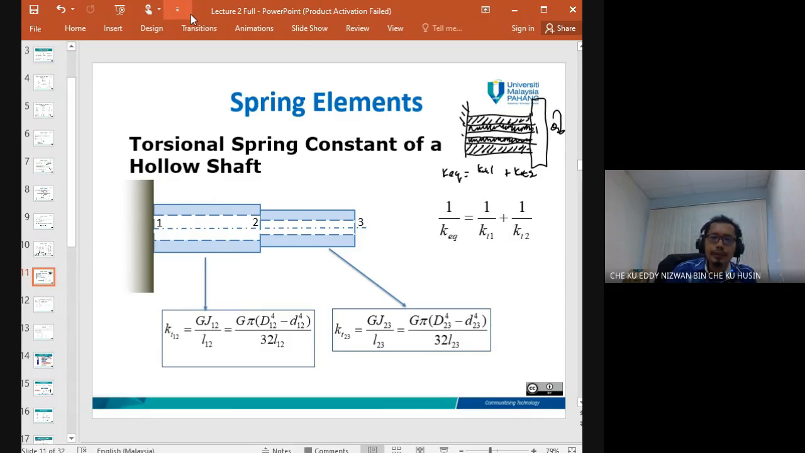Okay, so we're still in chapter 1, basic of vibration. Yesterday in class we covered the basic elements of vibration: the stiffness element, spring element, damper element, and also the mass. We went into detail for the stiffness element.